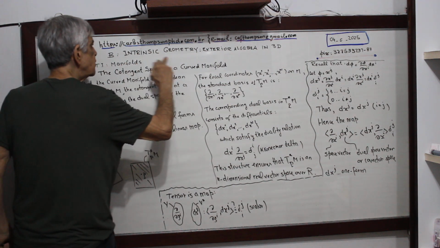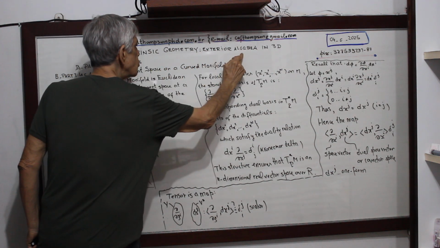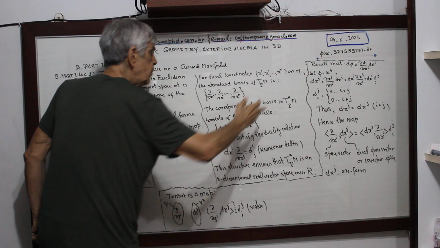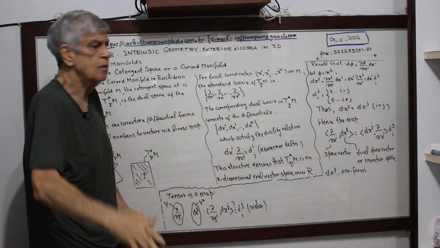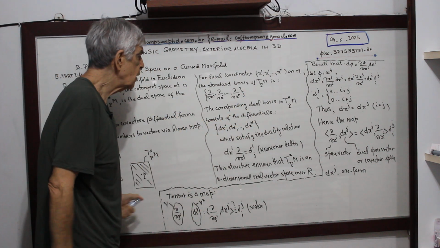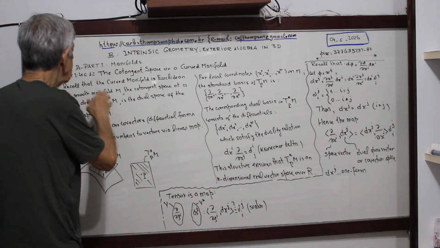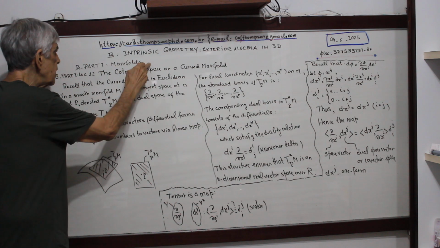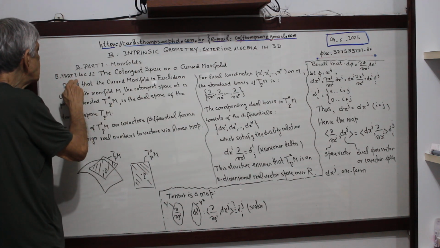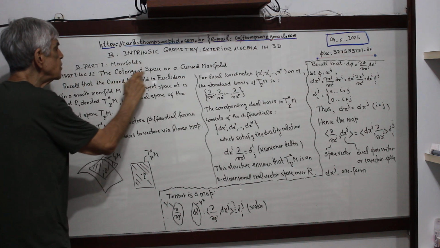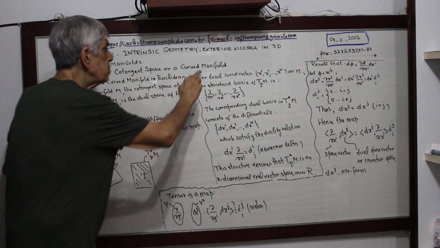Item B, intrinsic geometry, exterior algebra in 3D or ND, okay? The nth dimensional space. Now, B part 1, manifolds. B part 1, lecture 12, the cotangent space on a curved manifold.